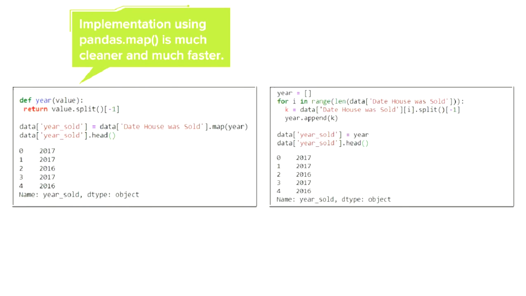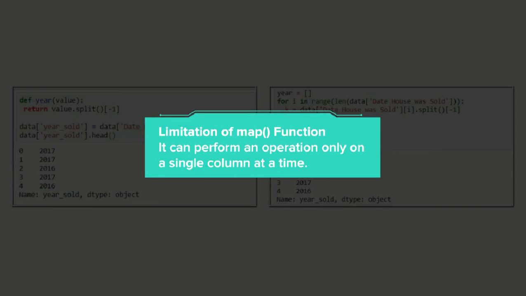But implementation using the pandas.map function is much cleaner and much faster. On my system, the pandas.map function ran 20 times faster than the looping method. But there is one limitation on the map function. It can perform an operation only on a single column at a time.